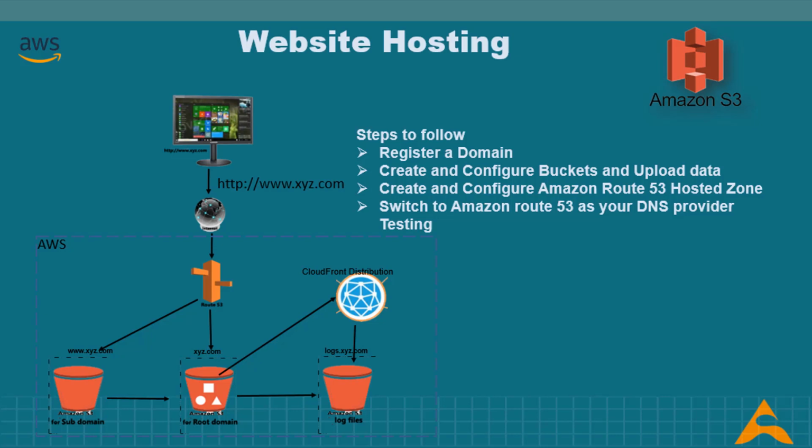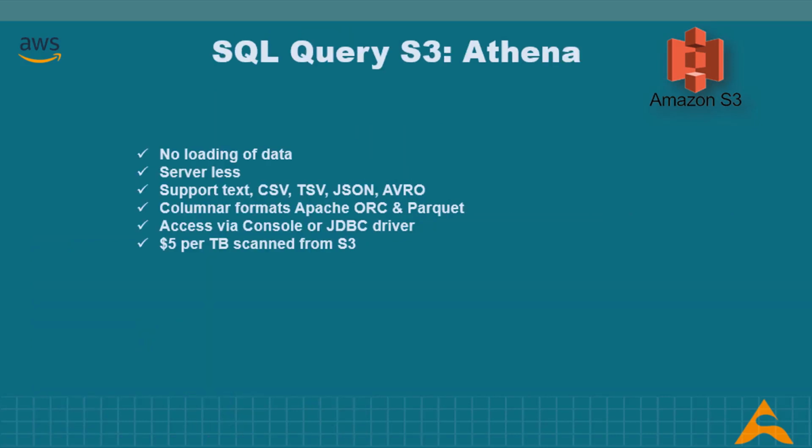Now let's understand SQL query on S3, how to perform it. For this purpose, AWS provides another service called AWS Athena. Athena is a serverless query service that makes it easy to analyze large amounts of data stored in Amazon S3 using standard SQL. You simply point Athena at some data stored in Amazon Simple Storage Service, identify your fields, run your queries, and get the result in seconds.